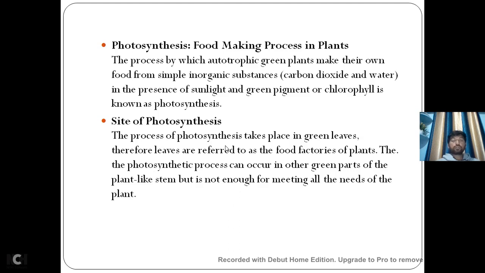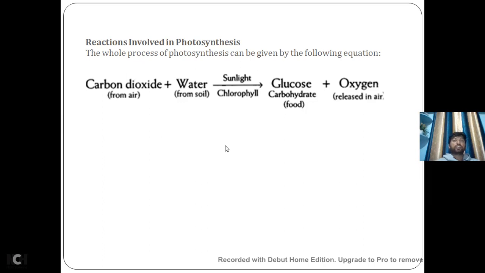Then let us move on to the equation. See, the reaction involved in photosynthesis; the whole process of photosynthesis can be given in the following equation. See here, it will take in carbon dioxide from the atmosphere through the stomata, and the water will be absorbed, the sunlight will be utilized, and the chlorophyll will trap the sunlight. Then the product of photosynthesis is nothing but glucose, and the gas which is released during photosynthesis is oxygen.